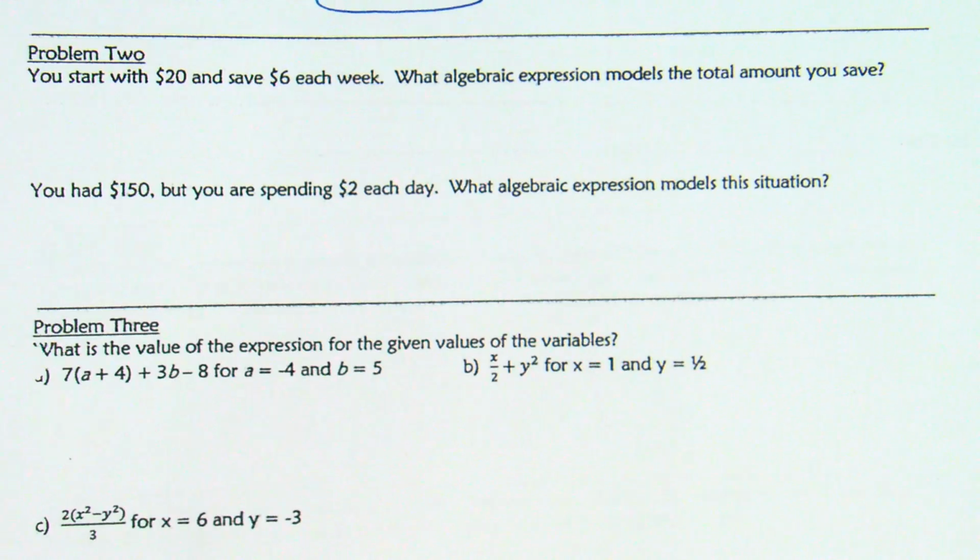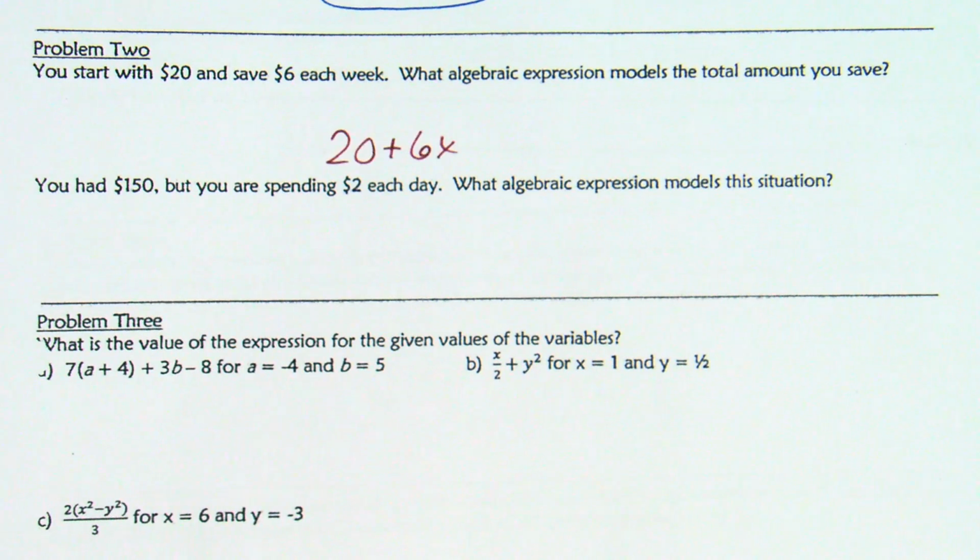Okay, problem 2. You start with $20 and save $6 each week. What algebraic expression models the total amount you save? So you start with 20. You save $6 each week. Again, I'm asking for an algebraic expression that models this. Okay, what do you think, Ezra?